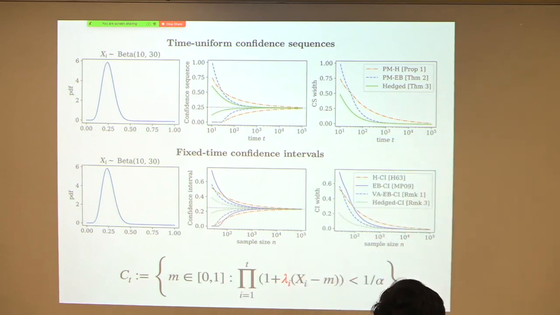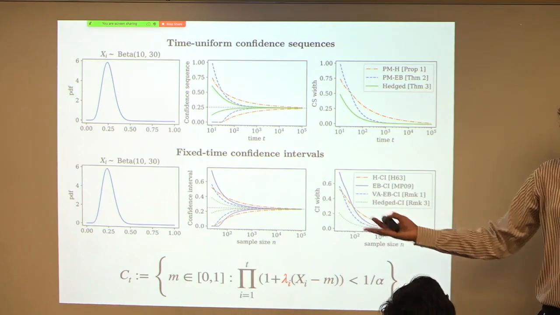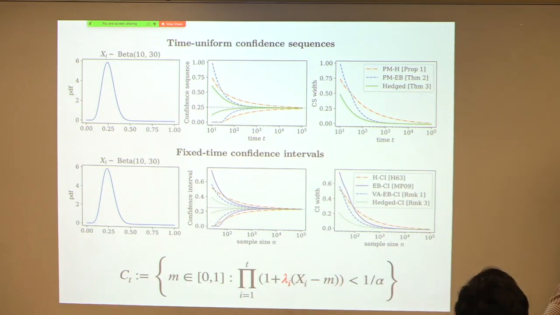So the betting strategy that you use in both these plots is optimal for the corresponding setting? Yeah, it's just fixed n versus uniform over n. In this case, it's a confidence sequence. You have no idea when you're going to stop, so you just want to be tight over all times. And in that setting, yeah, that's right. Basically, it's essentially optimal.